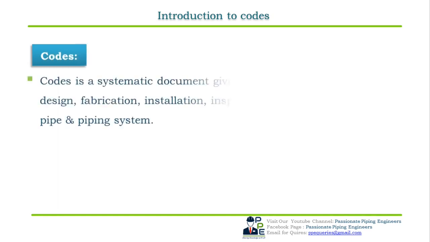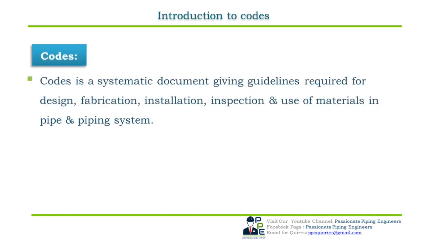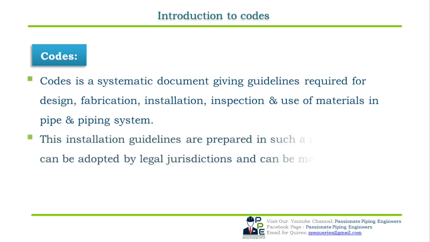Introduction to codes. Codes is a systematic document giving guidelines required for design, fabrication or construction, installation, inspection and use of the material of pipe and piping system. These guidelines are prepared in such a manner that they can be adopted by the legal judiciary and can be made into law.